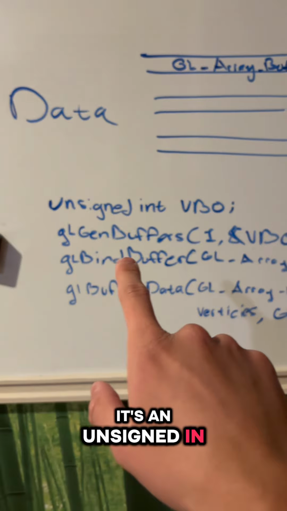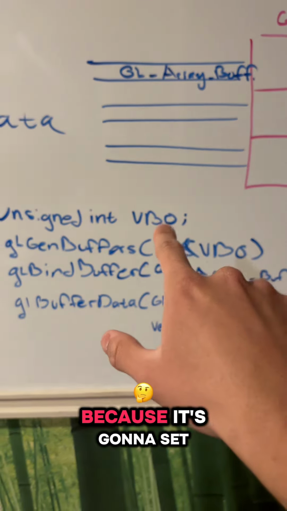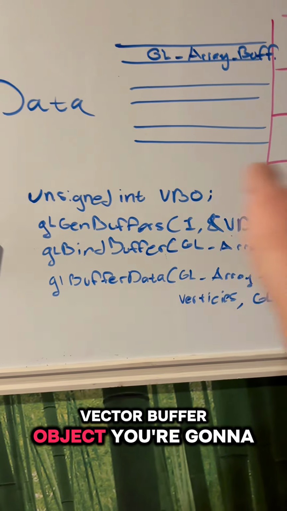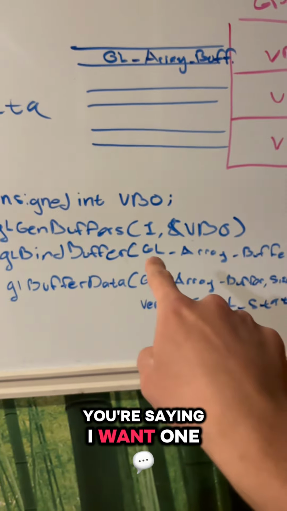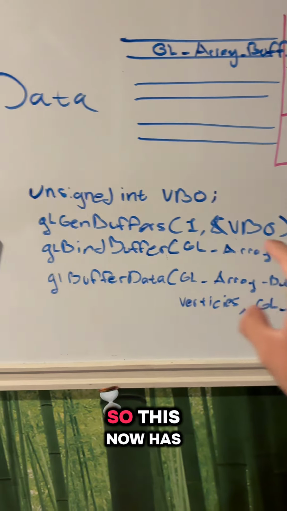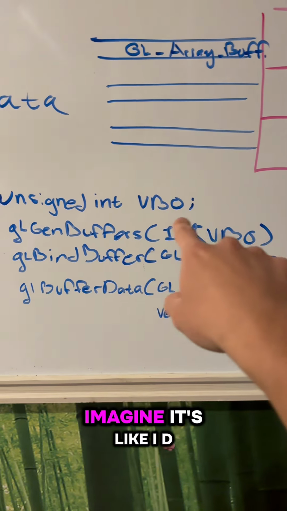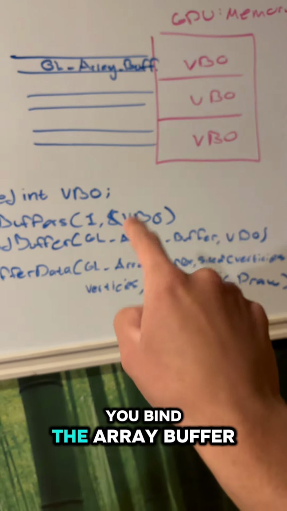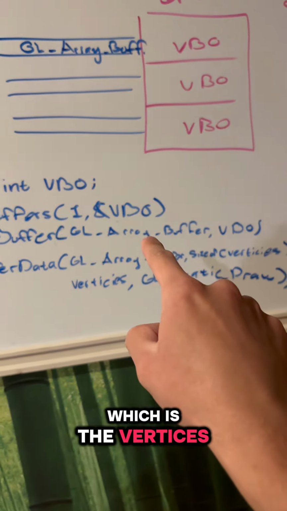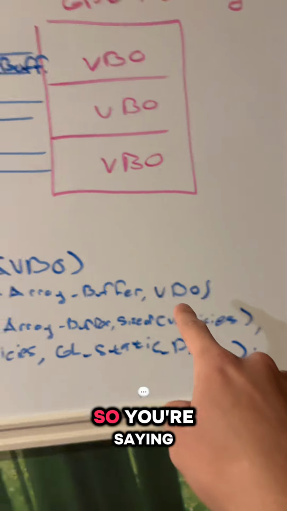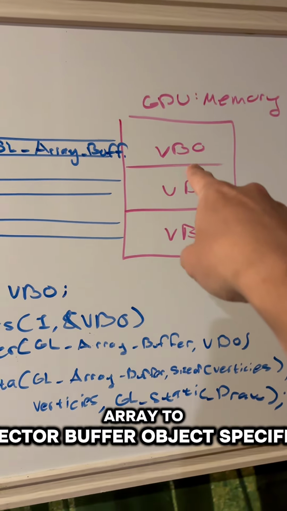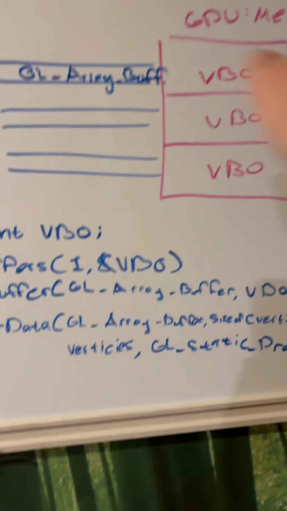It's an unsigned int. You're basically giving this an ID because the drivers are going to set it all up for you. So for the vertex buffer object, you're going to generate a buffer. You're saying I want 1, so you give it the address. So this now has an ID. Imagine it's like ID number 1. Now what you do is you bind the array buffer, which is the vertices, to the vertex buffer object. So you're saying I'm going to streamline this array to this vertex buffer object specifically.